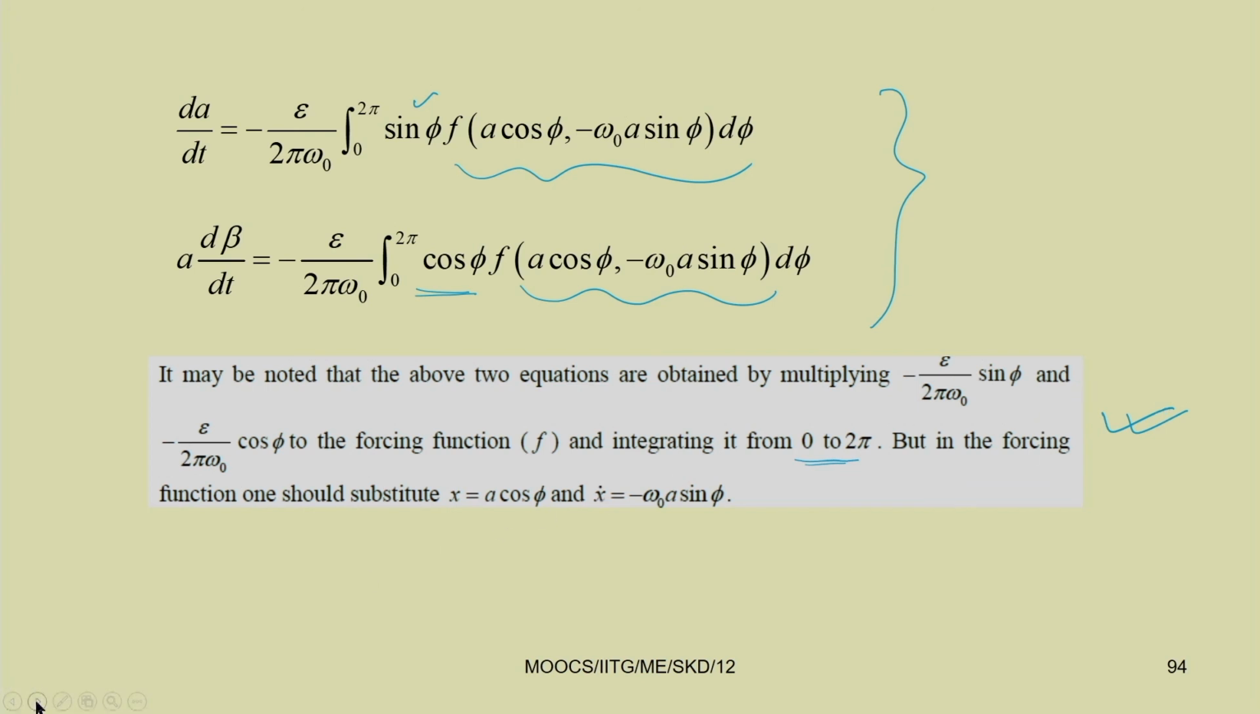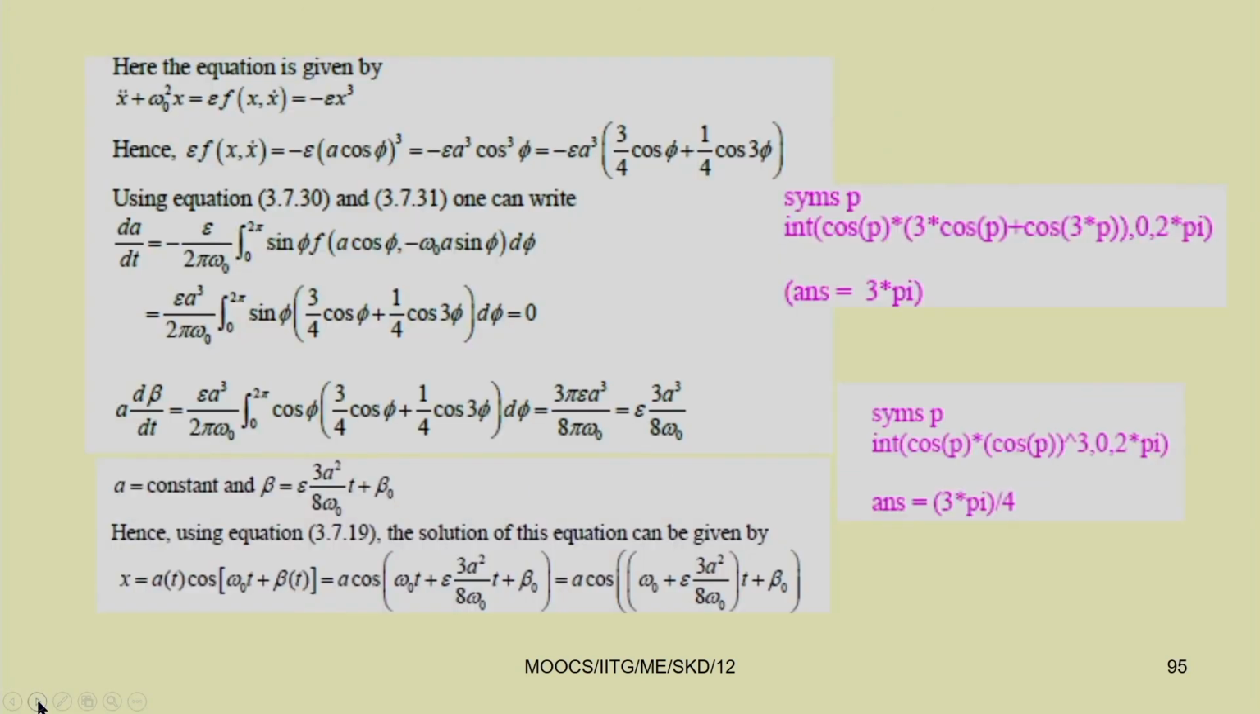But let us see one example. For example, if we are taking this Duffing oscillator, or Duffing equation, that is x double dot plus omega 0 square x equal to epsilon f(x, x dot). So, let us take it without damping and without forcing, then in that case this epsilon f(x, x dot) becomes minus epsilon x cube. So, here epsilon f(x, x dot) becomes minus epsilon x cube.